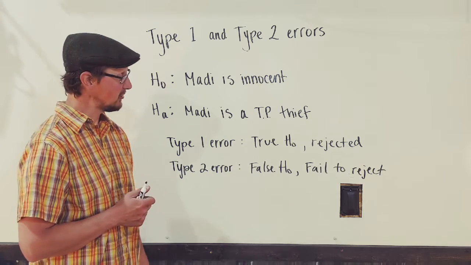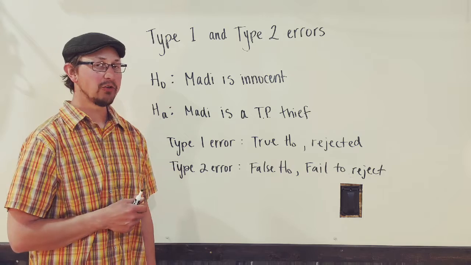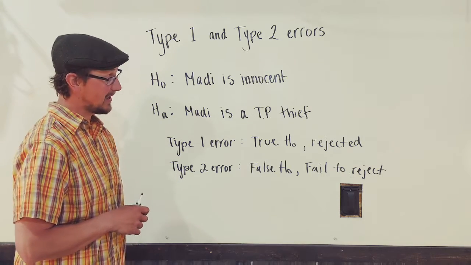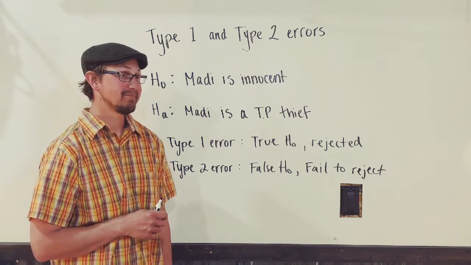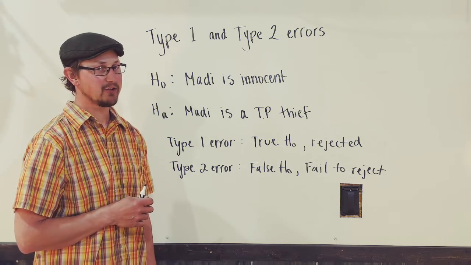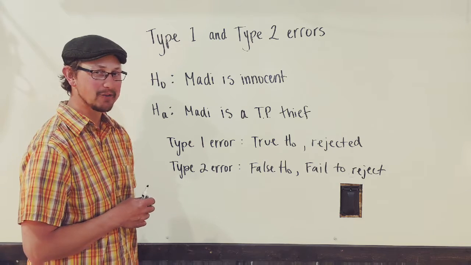Which is worse? I feel like locking up an innocent while the true thief continues to prowl is way worse than mistakenly releasing Maddie. We'll catch her next time. All right, type 1 and type 2 errors. Thank you.